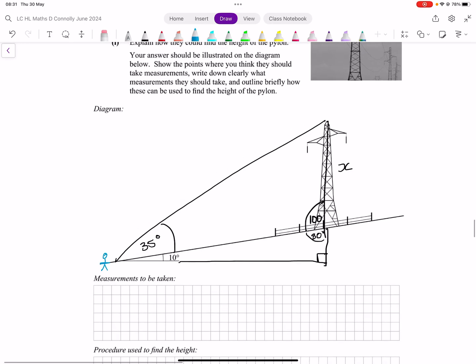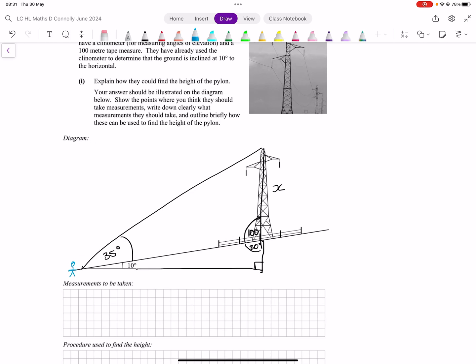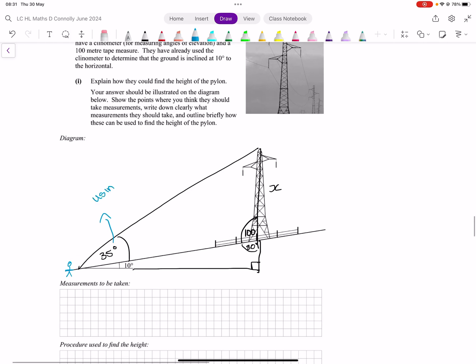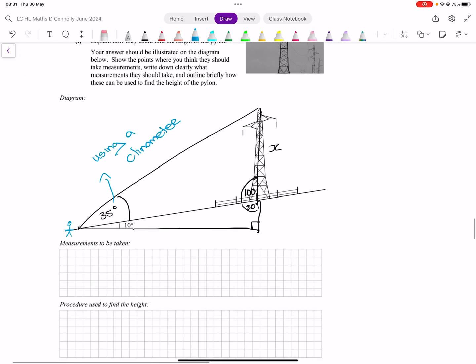So the same person from the same spot can use the same clinometer, and rather than looking at the bottom of the pylon, they look at the top of the pylon and figure out what the angle is. Yeah? So this angle here can be figured out using a clinometer. And they've already said they have a clinometer, so grand. They also said they had a 100 meter measuring tape, didn't they? So what I was saying was, it doesn't really matter what you measure. This is probably the more practical one to measure. Basically, walk to the bottom of the pylon and walk 100 meters back using your tape measure.